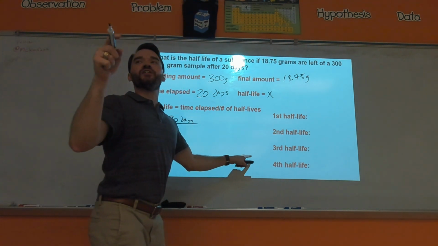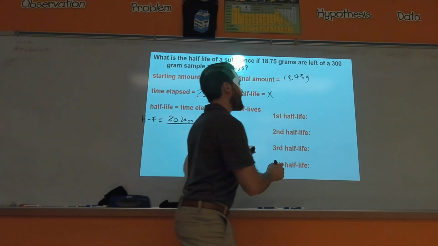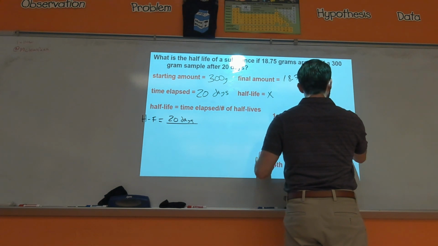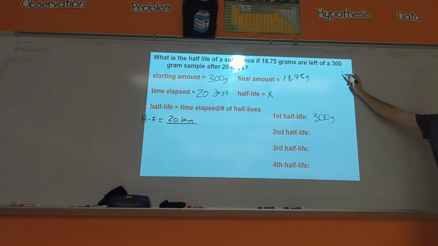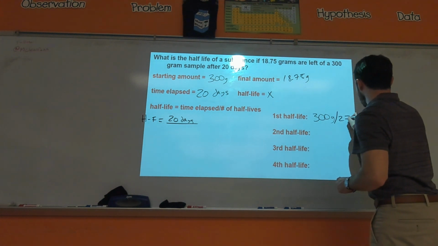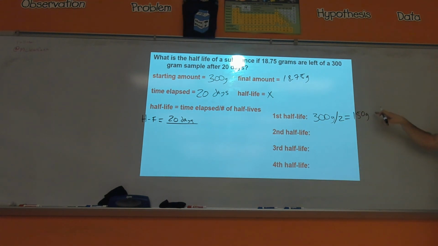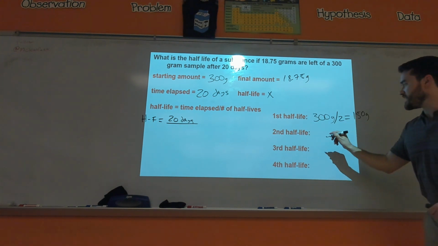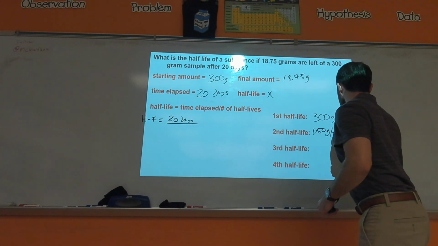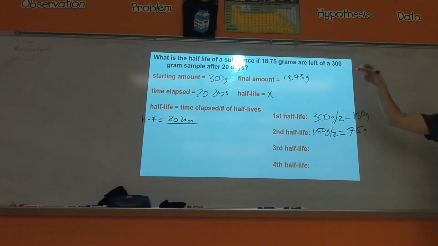Here's how you would know. You're like, genius. This is what this is for. To find the number of half-lives, you need to ask yourself, how many times do I divide my starting amount by 2, that's a half-life, to get to your final amount? Meaning, if I do 1 half-life, 300 divided by 2 is 150 grams. At the end of 1 half-life, I have 150 grams. At the end of 2 half-lives, how many grams do I have? 75 grams, good. Okay, but we're still not at our final amount, so we got to keep going.